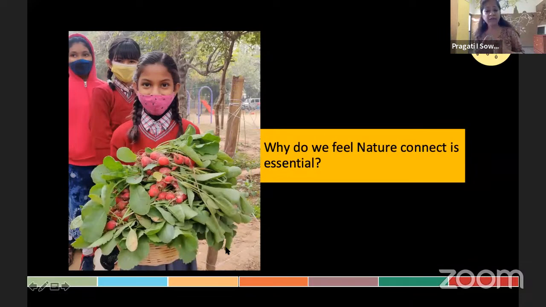So earlier we all talked about the experiences. What are the feelings that we have? Why do we want to nurture? Why do we feel nature connect is essential?